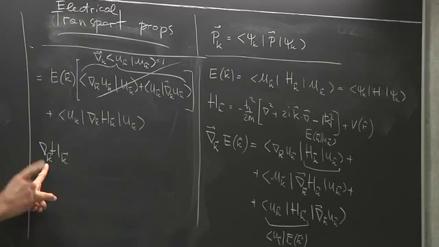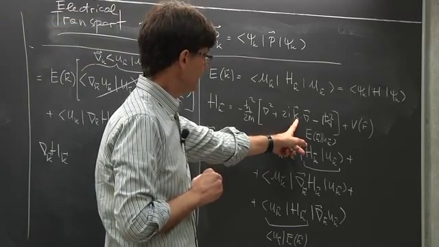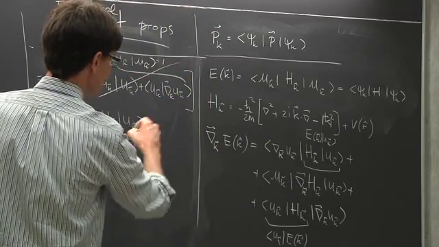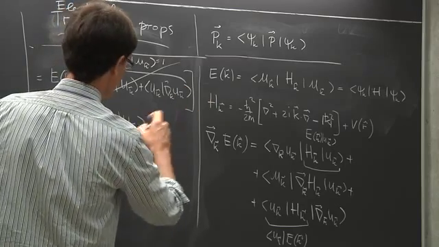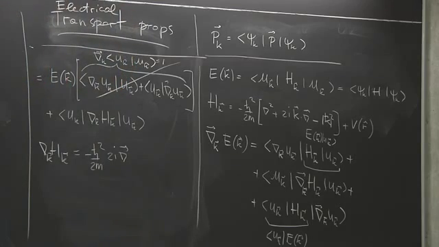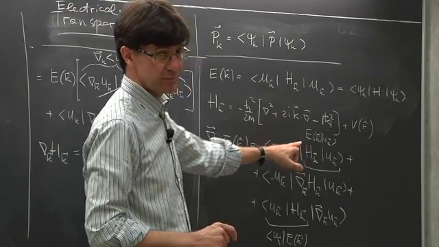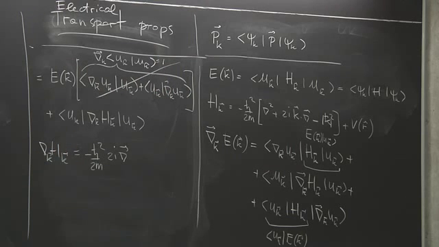What is the gradient with respect to k of h of k? K appears here, right? So it's trivially, the first term is trivially minus h squared over 2m 2i delta. It depends linearly on k here. It's a scalar product. So the gradient is just the linear term. Yes? Okay.